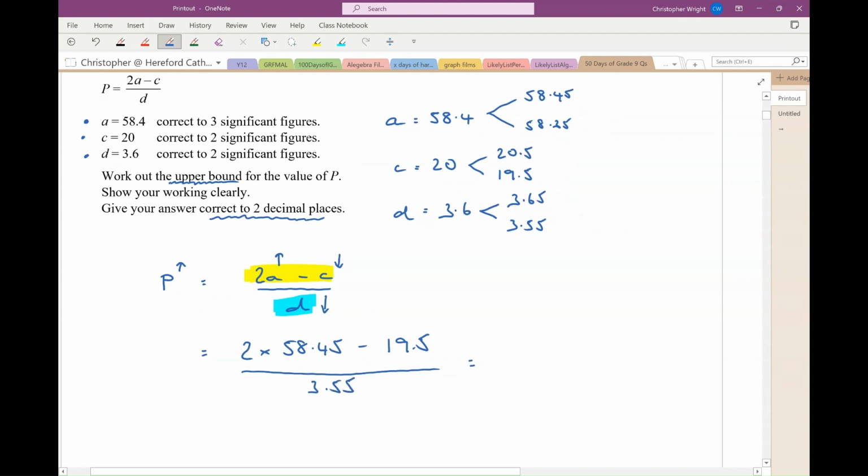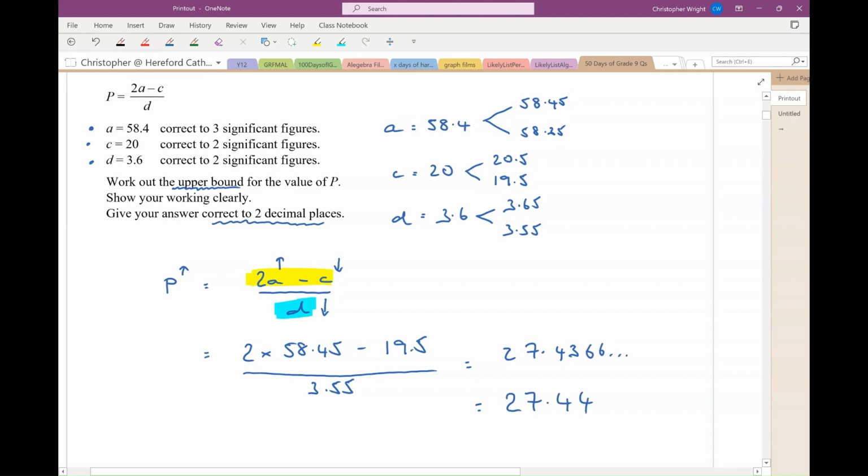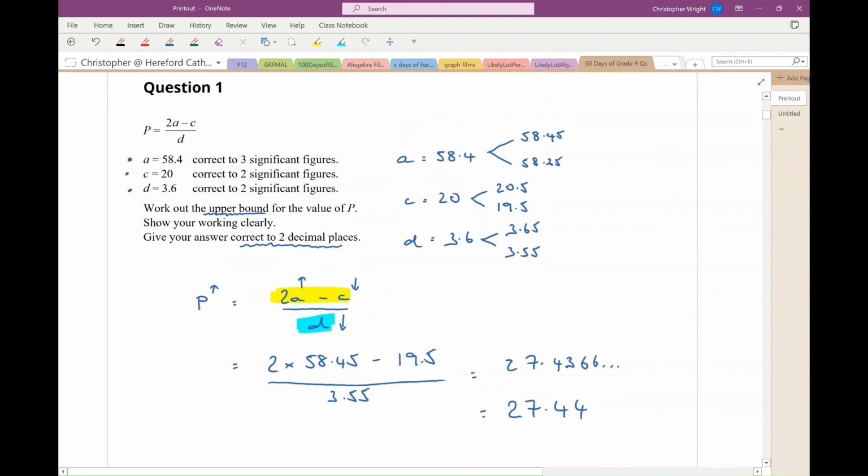Okay, so I'm going to put that in my calculator. I'm going to use the fraction function, 2 times 58.45 minus 19.5 and divide it by 3.55. That gives me 27.4366 and so on. And I'm asked for the answer to 2 decimal places, so 27.44. And that is question 1.